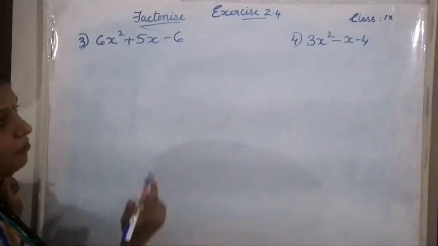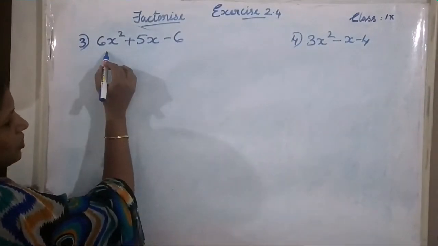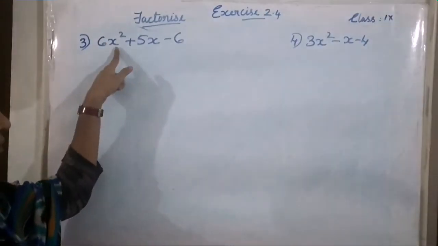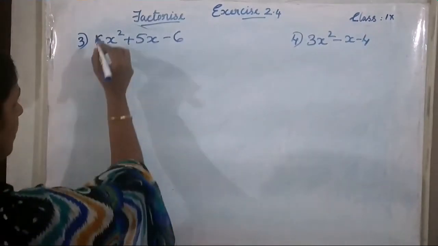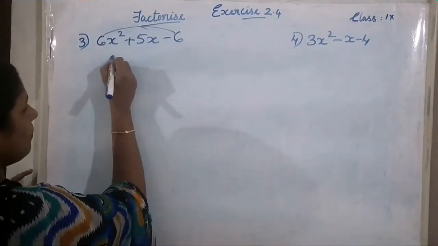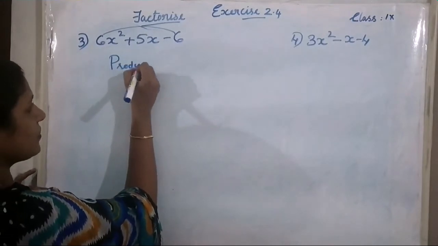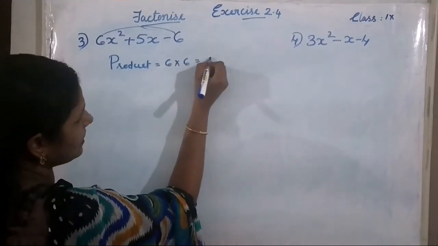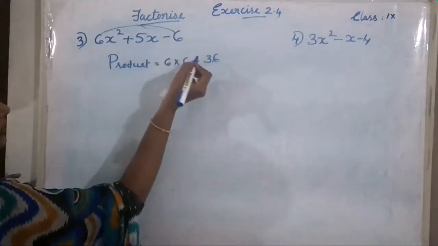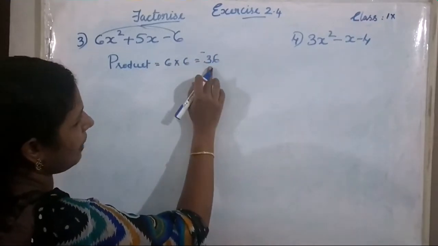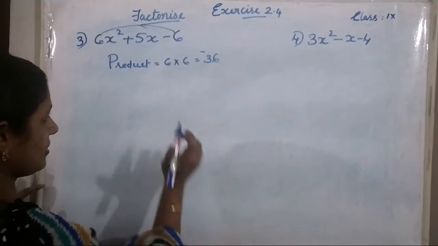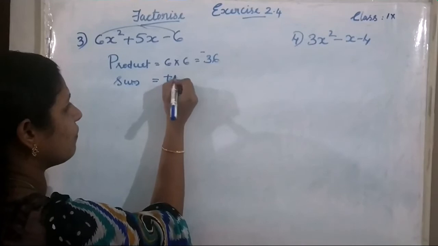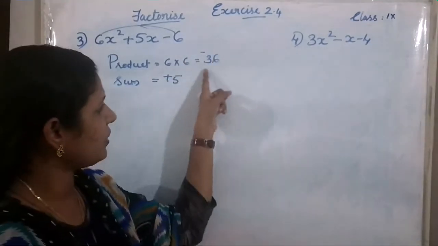Understood? Next our question is question number 3, that is 6x square plus 5x minus 6. Here the coefficient of x square is 6. So first we find the product: 6 into 6 is 36. But here the sign is negative, so our product is minus 36. We need minus 36, and the sum is plus 5.